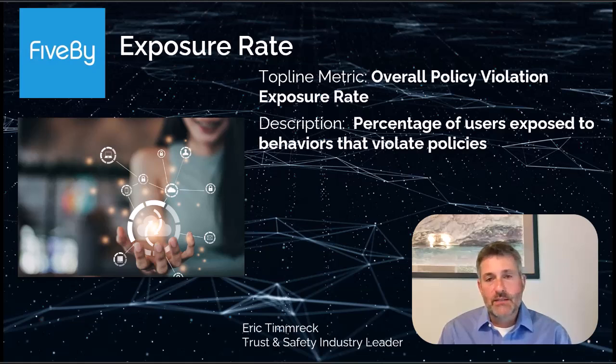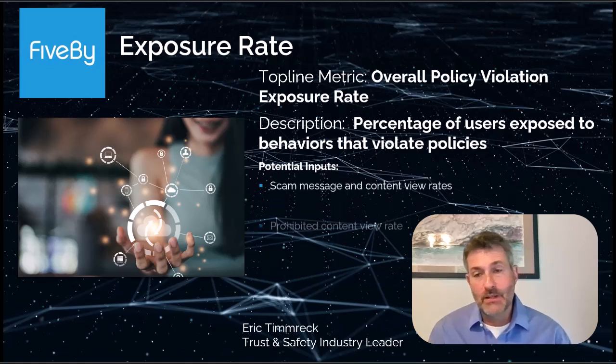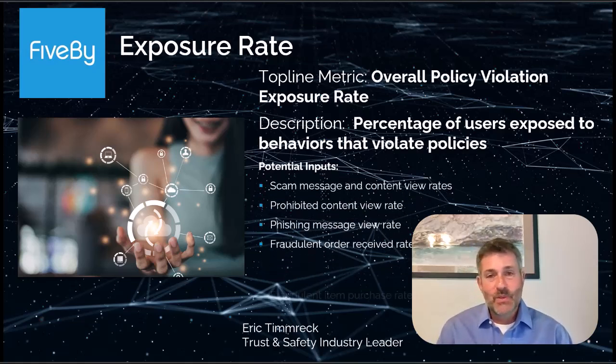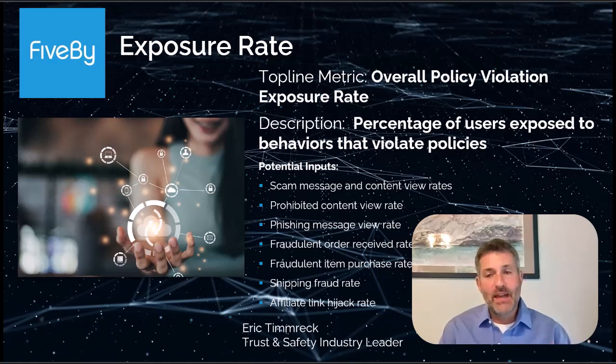Exposure rate is the first one. Think about exposure rate as a way of measuring the percentage of users who have been exposed to any kind of bad experience over a particular period of time, whether that be a policy violation, they've been a victim of fraud, some sort of scam. They have had some sort of experience on the platform. Coming up with an aggregate exposure rate for the user experience will tell you whether over time you are improving the experience of the users or whether it is declining. Ideally, you want the population of users who are exposed to bad activity to be declining over time.